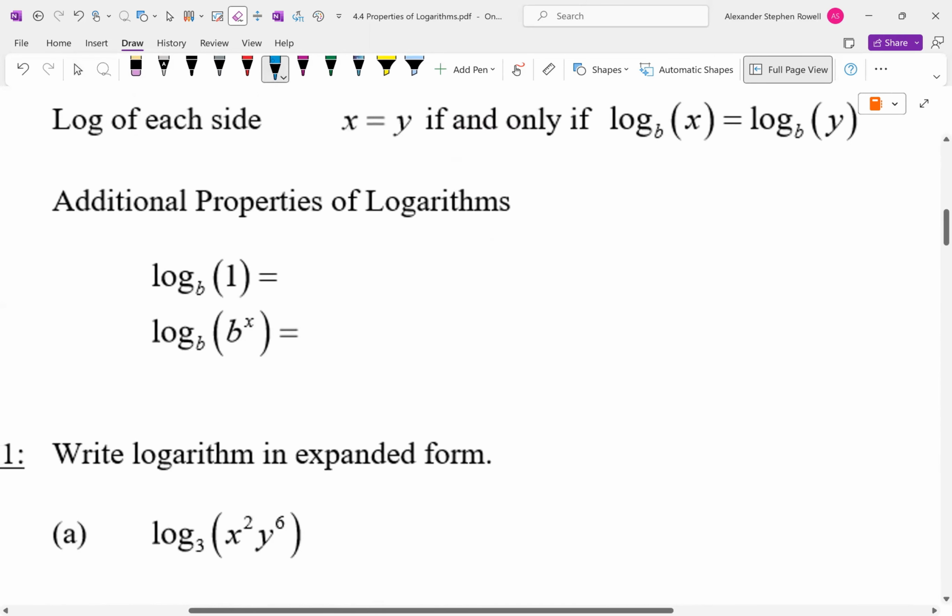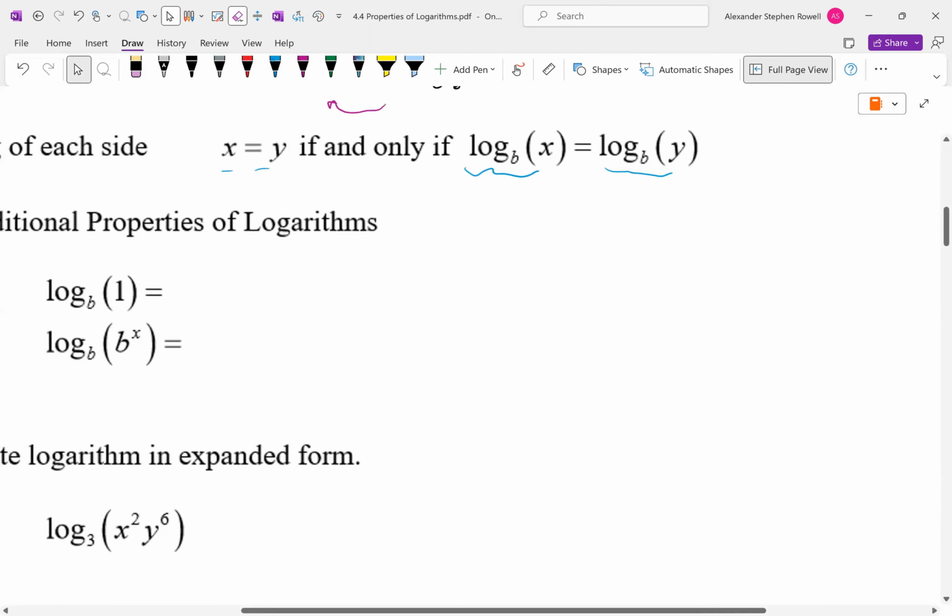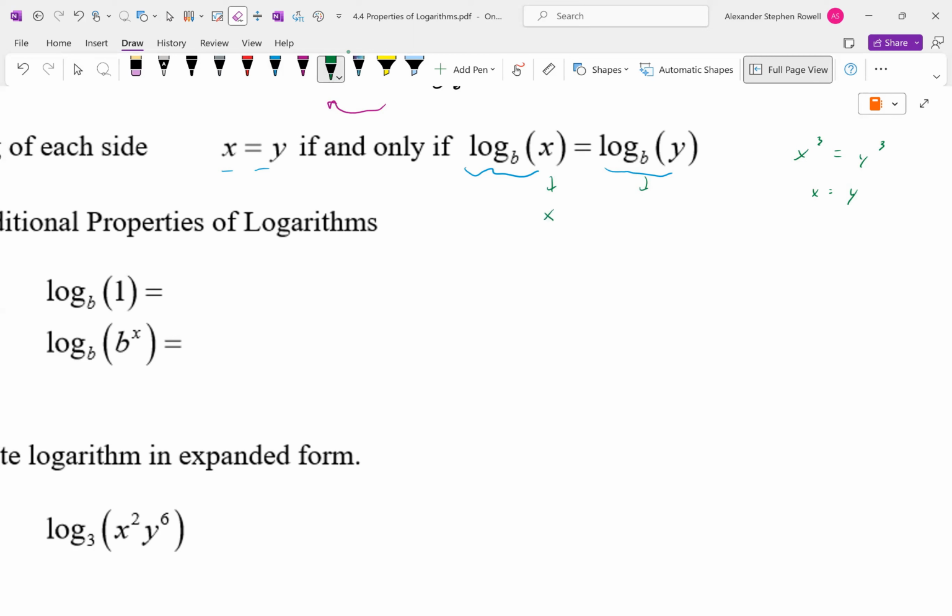Okay. X is equal to y if the log of x is equal to the log of y. This kind of is obvious, right? If you had something like x cubed is equal to y cubed, obviously x is equal to y, right? Because you could invert each side. So we can also do the inverse of each side and say, oh, the inverse of log base b would give us x, the inverse of log base b would give us y, so the inputs must be the same. You're doing the inverse operation.